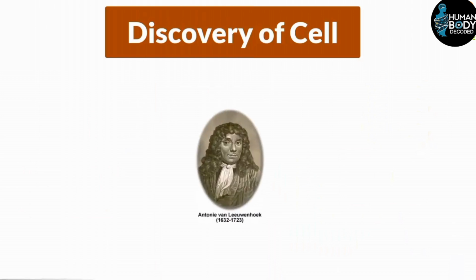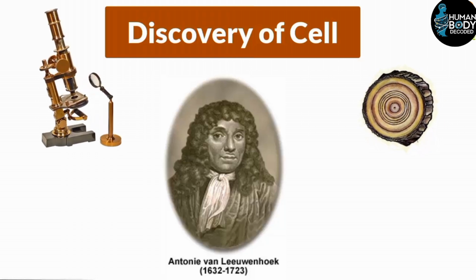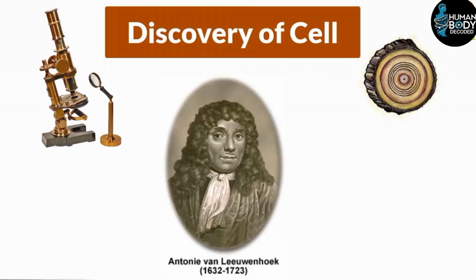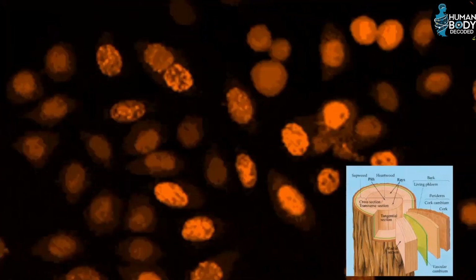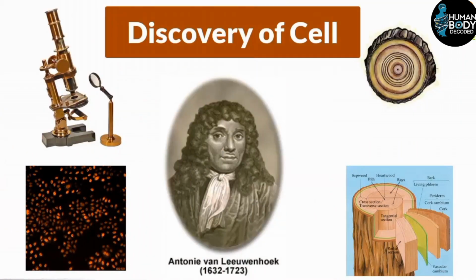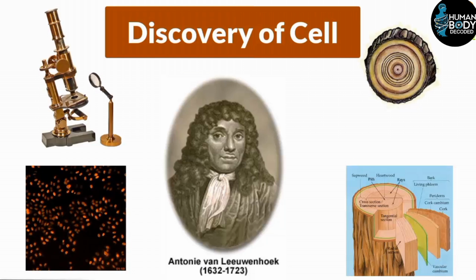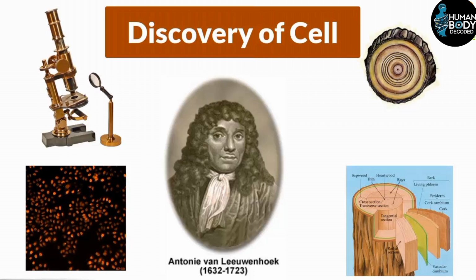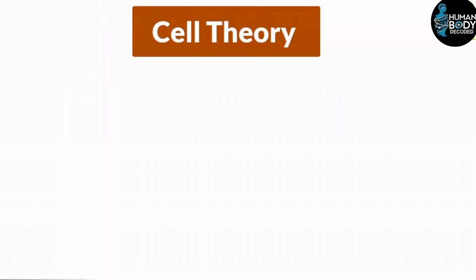A while later, another scientist, Antony van Leeuwenhoek, also examined cork, but using a different microscope, which had a higher magnification power compared to Hooke's microscope. Because of the better magnification, Leeuwenhoek observed movement within these compartments. Such movement can only be seen in living things. This indicates that they were indeed living. This is how the discovery of living cells took place. Now, let's move on to the cell theory.